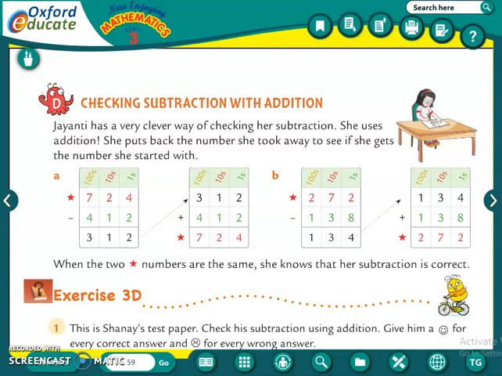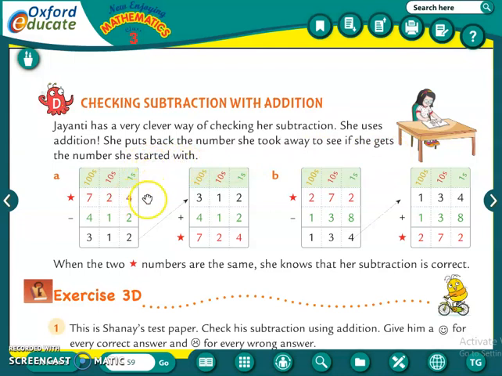Now here, Jayanti has a very clever way of checking her subtraction. Jayanti checks her subtraction very well. How is she doing it? She uses addition. And to check her subtraction, she does addition. So how do we do it? She puts back the number she took away to see if she gets the number she started with.